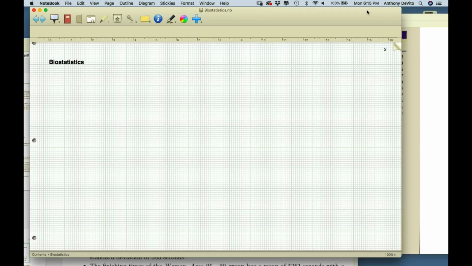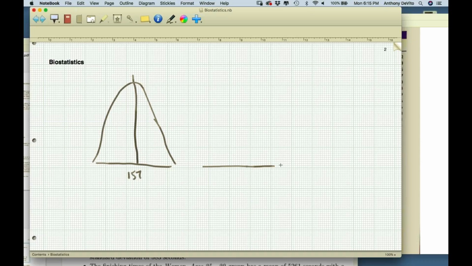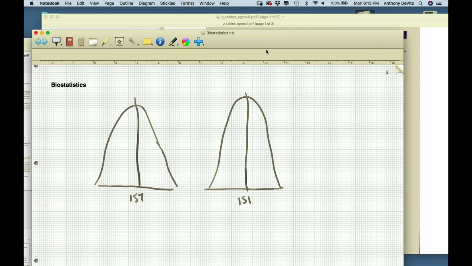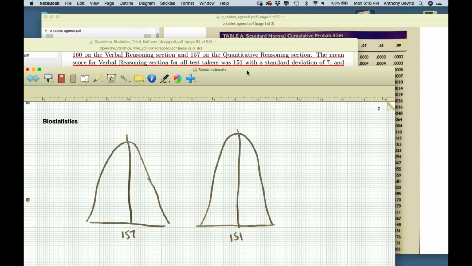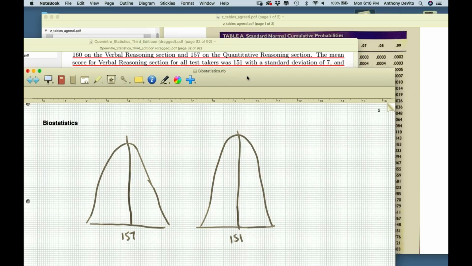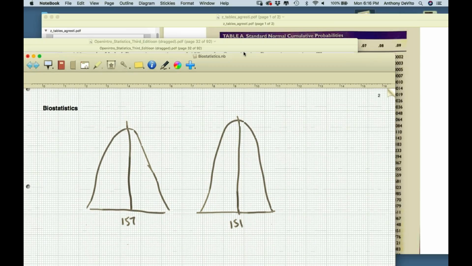So my first standard normal distribution for the verbal reasoning is going to have a mean of, is it 157? Am I right there? And for the quantitative, it's going to have a mean of 151, I think it was. Let's take a peek back there and read that again. For all test takers, it was 151 and 153. Not even close.